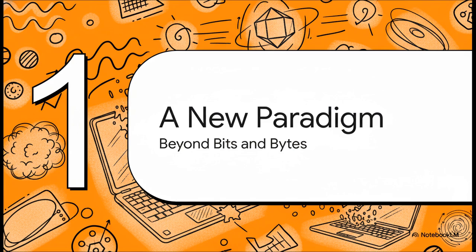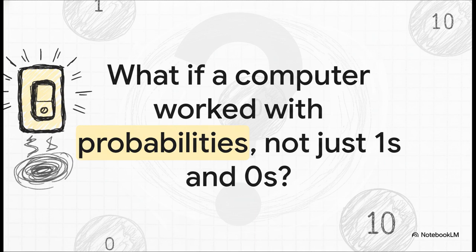And this is super important to get right off the bat. A quantum computer is not just a faster classical computer. It's a whole new ballgame, playing by a completely different set of rules. So let's start with this question. What if a computer worked with probabilities, not just ones and zeros?